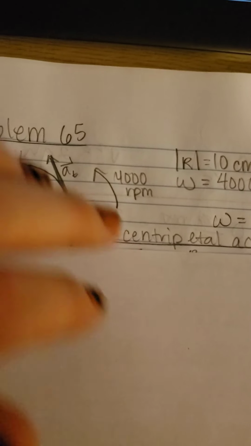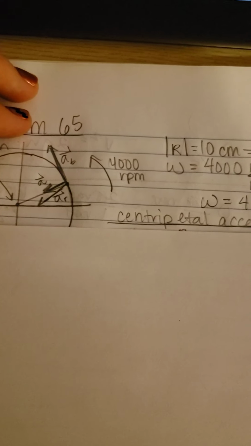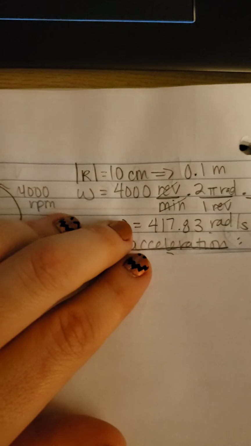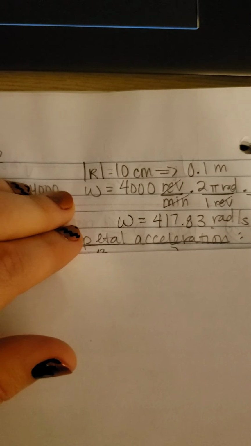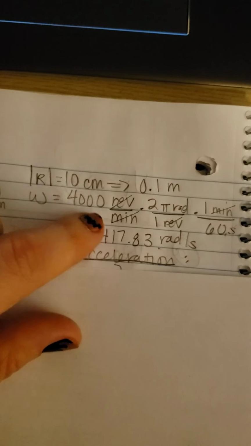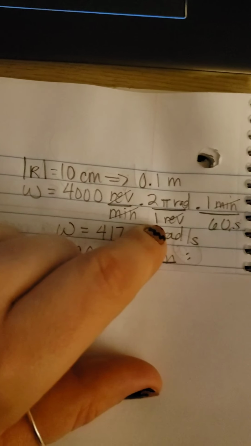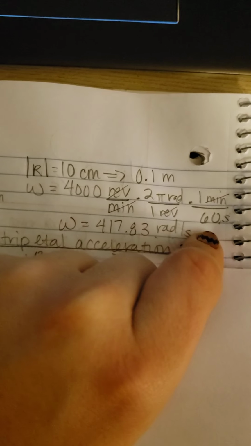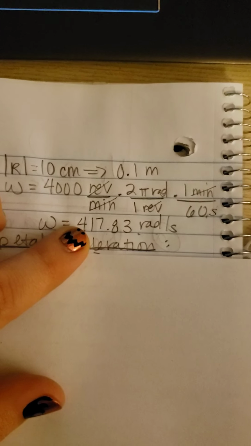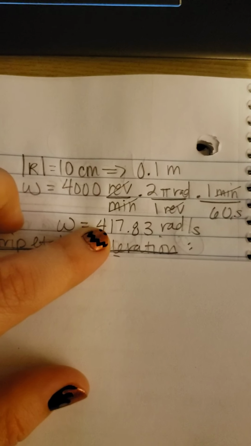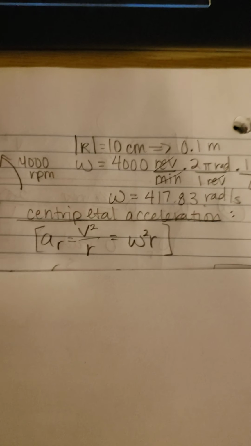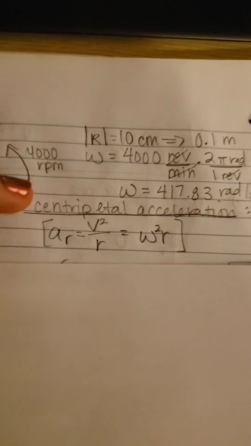So we know we're rotating at 4,000 rotations per minute, and we want to convert that into radians per second in order to find our angular velocity. So just take revolutions per minute times 2 pi radians per 1 revolution, times 1 minute per 60 seconds, and we get our angular velocity at 417.83 radians per second. So we can use that to find our centripetal acceleration by using this equation here.